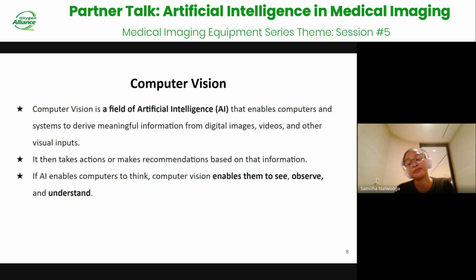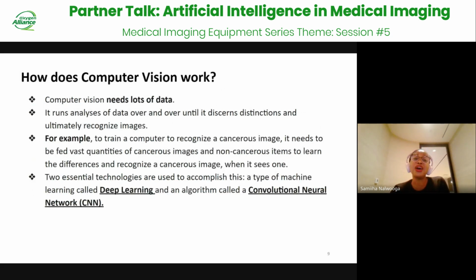images or videos. So how does it work? One thing you should know is that computer vision needs a lot of visual data to work with. It runs analysis of that data over and over until it's able to identify distinctions and ultimately recognize those images. For example, to train a computer to recognize a cancerous image, it needs to be fed vast amounts of cancerous images and vast amounts of non-cancerous images to learn the differences and recognize what a cancerous image looks like when it sees one.